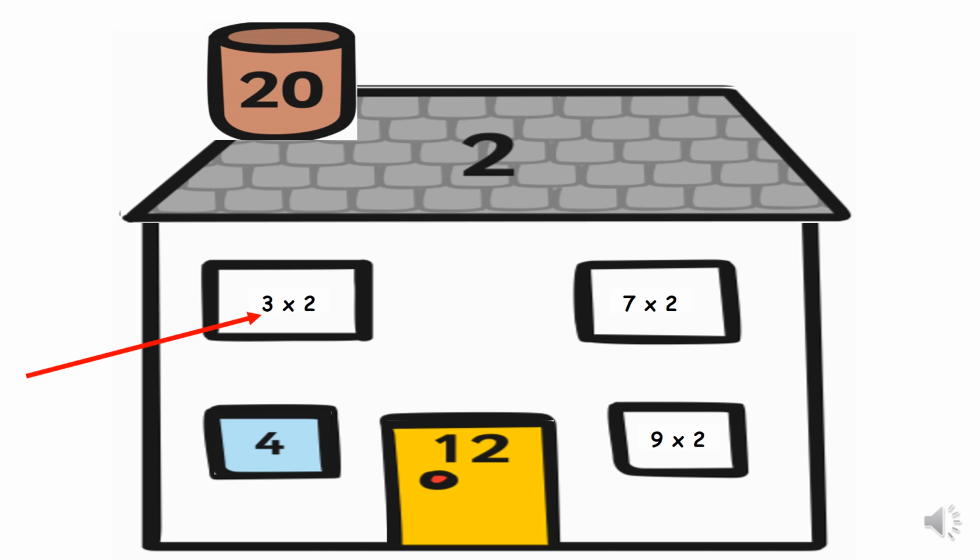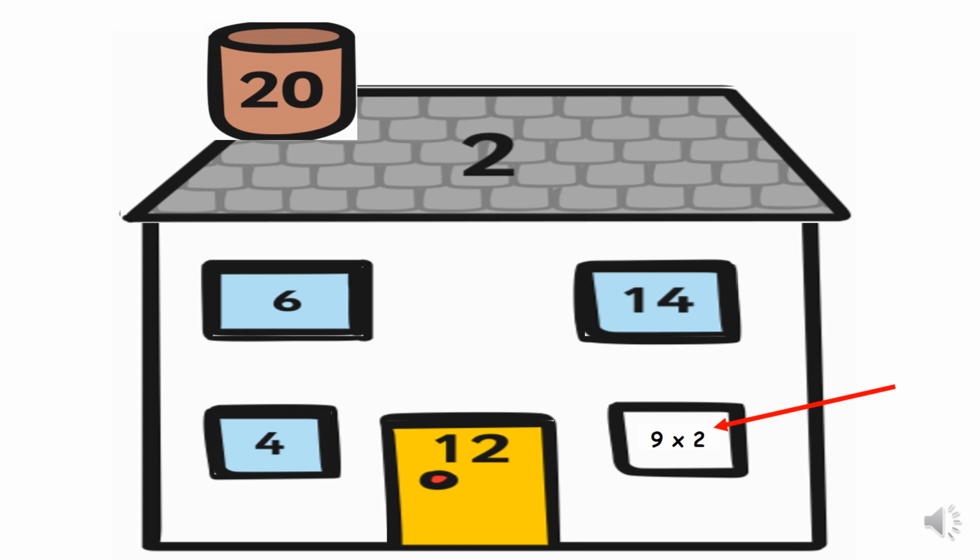4. Well done. 3 times 2. So we're doubling 3 here. 6. Well done. 7 times 2. Help me with this one. 14. Well done. And our last one, I wonder if you can work this one out. 9 times 2. 18. Well done. You've helped me build the multiplication house. Pat yourselves on the back.